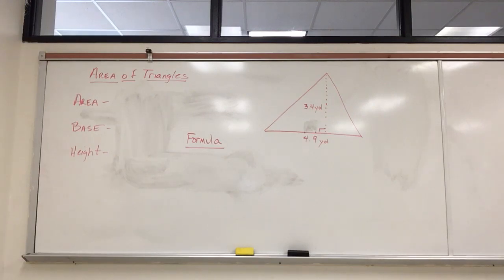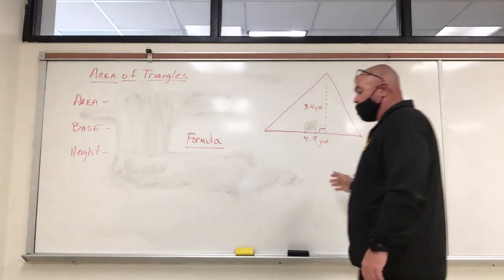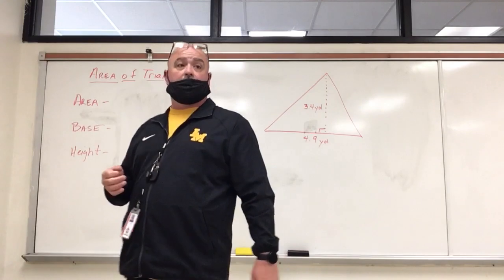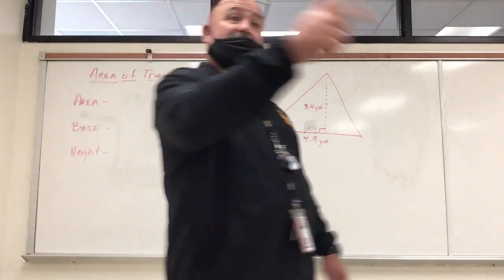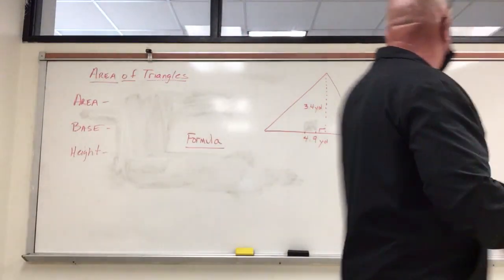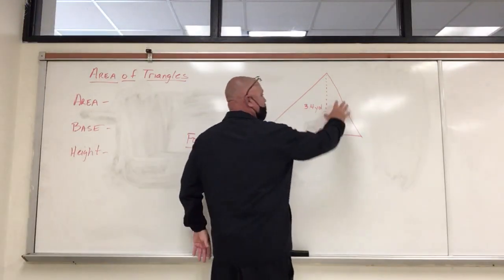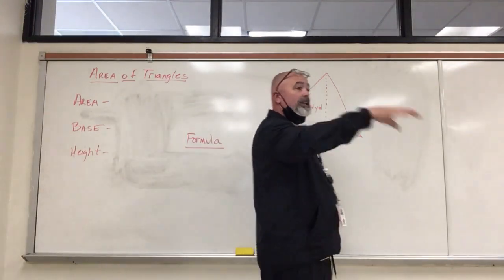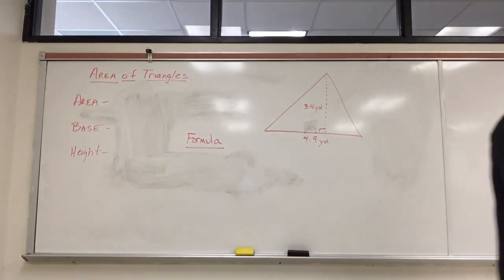All right, today we're going to talk about area. We're going to start off with triangles today. Okay, area of a triangle. What is the area of an object? It's inside the object. So we're talking about this space that's inside here. Okay, inside the room, we're talking about the floor space. Okay, that's what we're talking about.